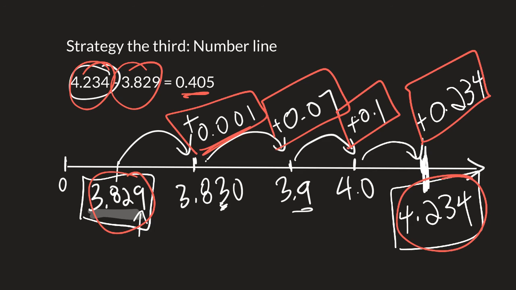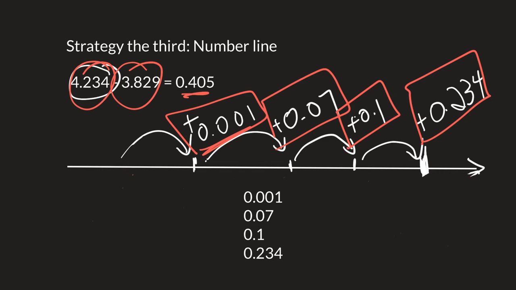So let me show you what I mean by that. Okay, so we've got 0.001 right here. We've got 0.07 right here. We added another tenth right here, and then 0.234 right here. And what does that give us? If we add them all up, we should get 0.405, which is equal to this. See what we did there? And that's our answer, everyone. We did subtraction without doing subtraction.